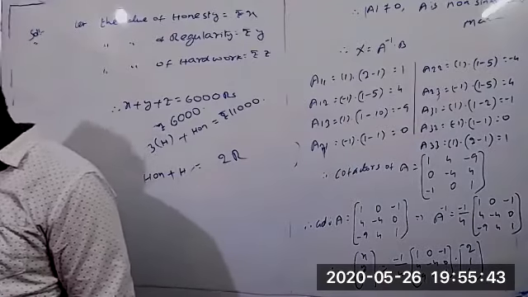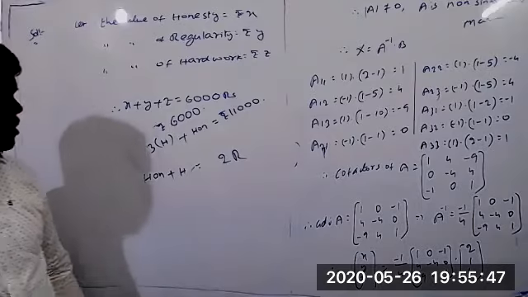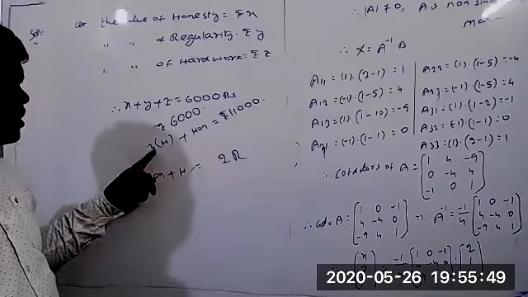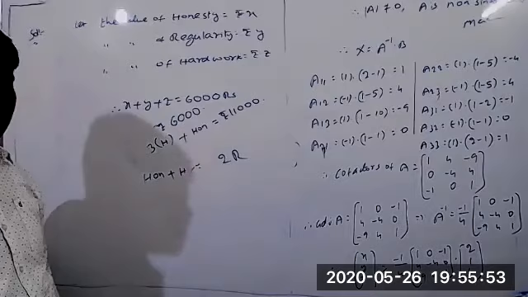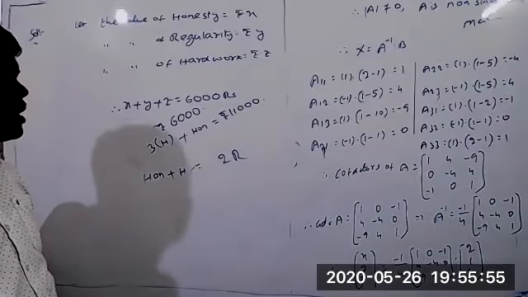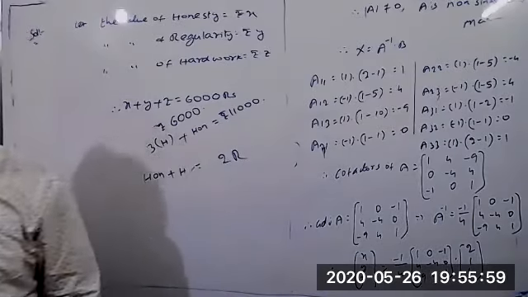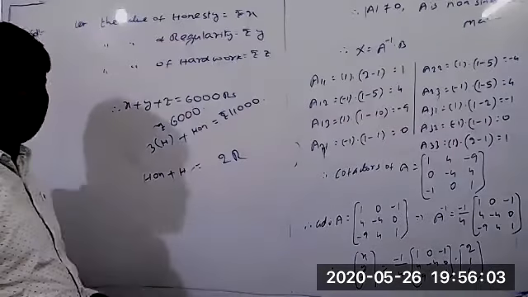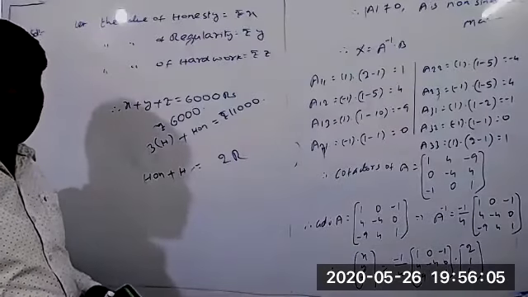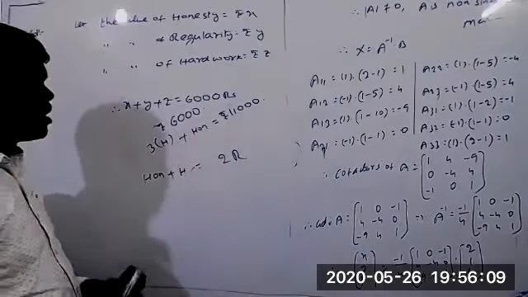Okay. Now tell me, what is the second condition here? They gave three times hard work plus honesty is equal to 11,000 rupees. Here they have not discussed the regularity, which means the regularity will be 0 in this condition.